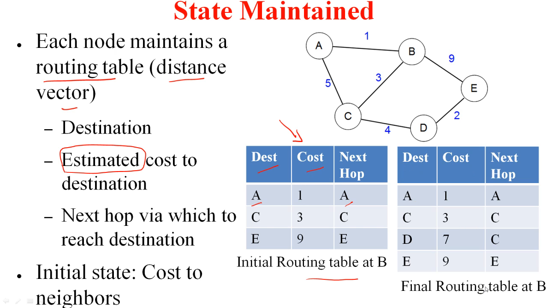This topology was small, so you could quickly calculate this final routing table, but when the number of nodes is really large, you need a very efficient algorithm that does these iterations to get at the final routing tables. So that's why we are studying this algorithm. This is the state maintained.